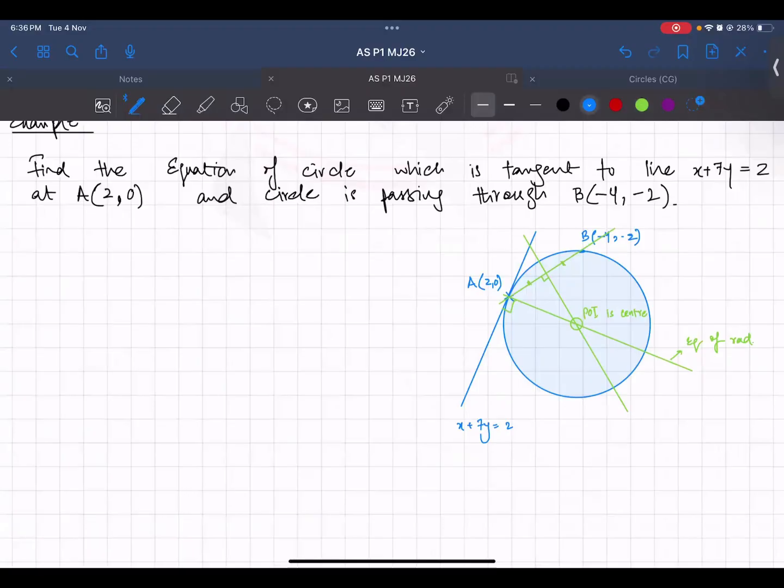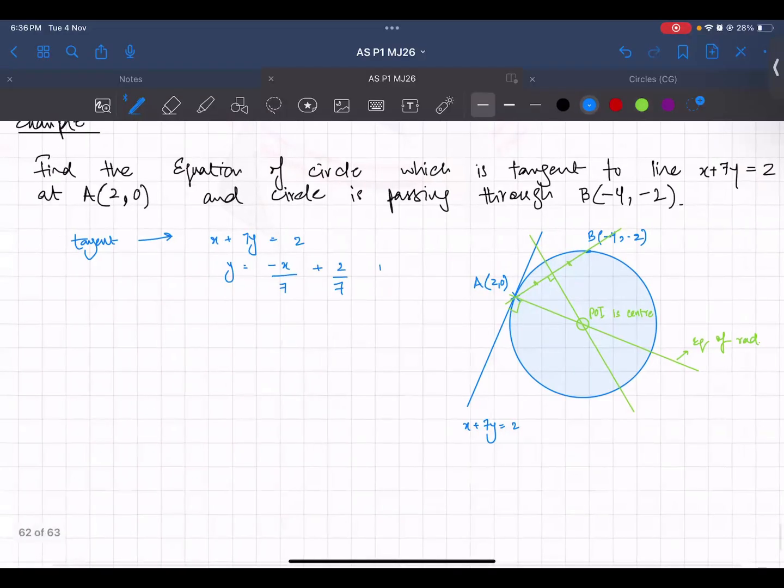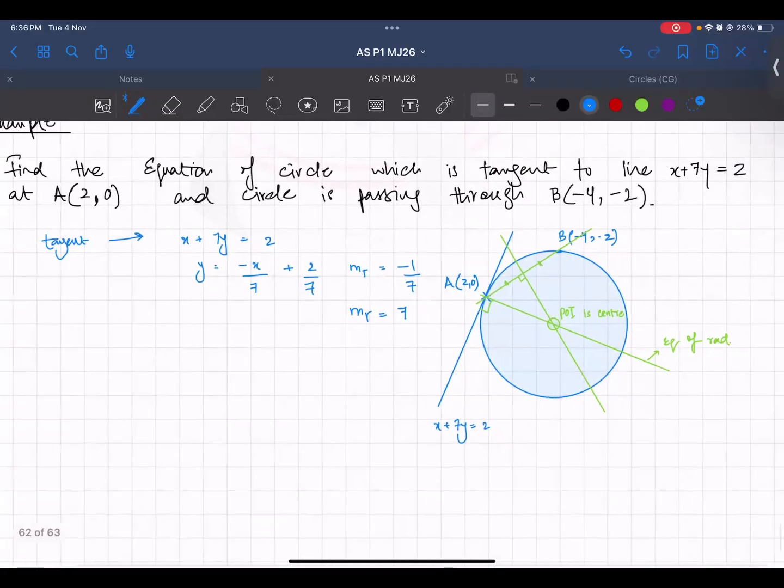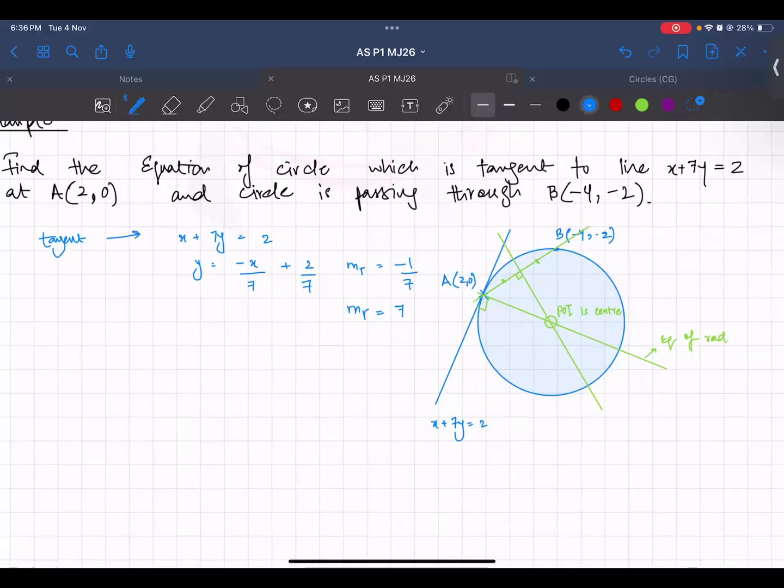So how would you do it? First you find the radius. So the tangent is given to us: x plus 7y is equal to 2. So y is equal to minus x upon 7 plus 2 upon 7. So the gradient of the tangent is negative 1 upon 7, and so the gradient of the radius will be the negative reciprocal, 7. And we know the radius is passing through the point A. So the equation is y minus 0 is equal to m times x minus 2. So the equation of the radius is y equals 7x minus 14.